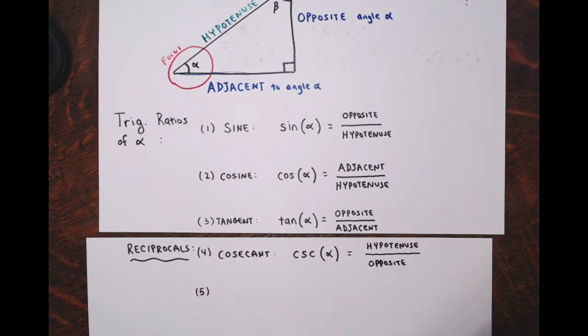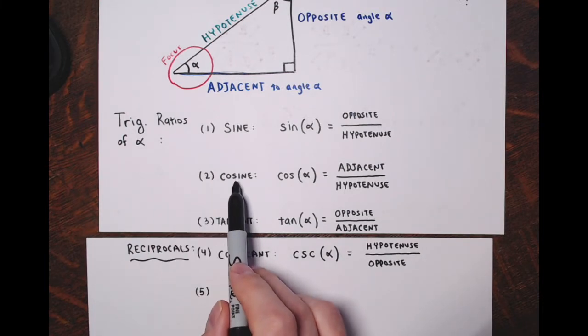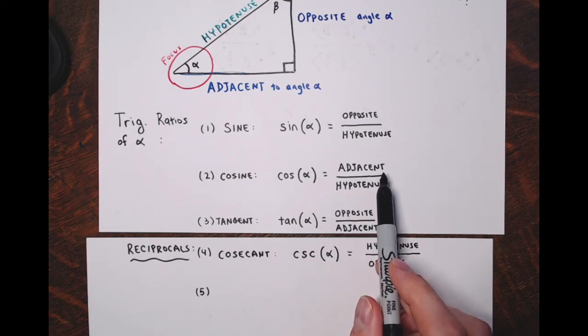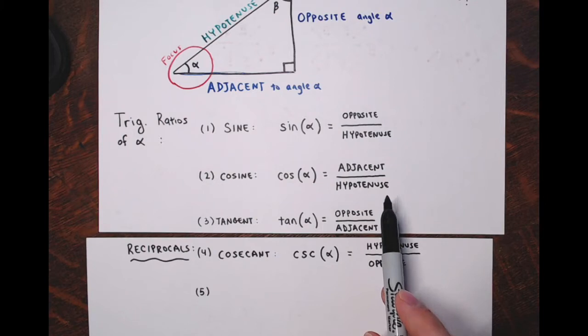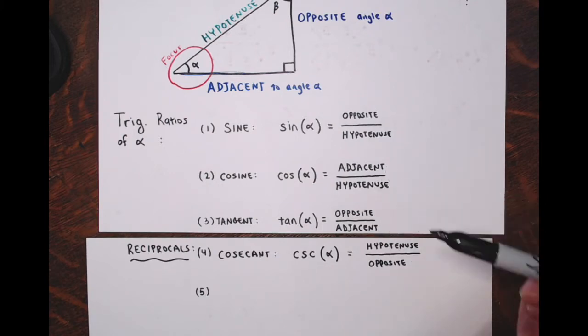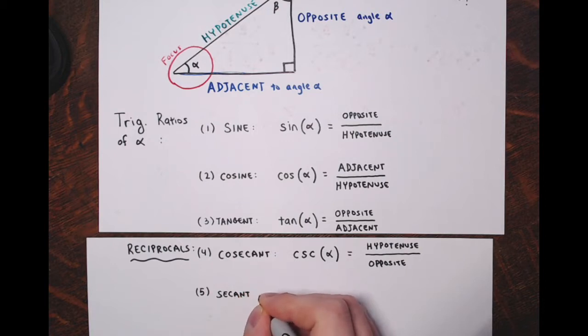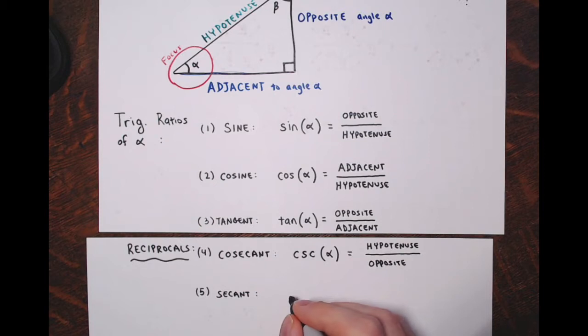The next one: here we have the cosine of an angle, which was the length of the adjacent side divided by the length of the hypotenuse. If I flip that over, hypotenuse over adjacent, that's called the secant of the angle. This is the trig ratio called the secant, and in function notation, it's abbreviated SEC. So SEC of alpha.